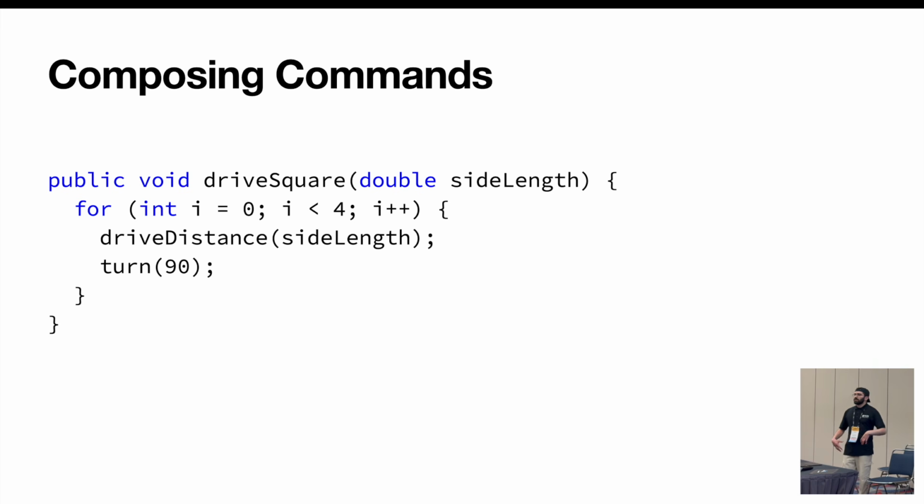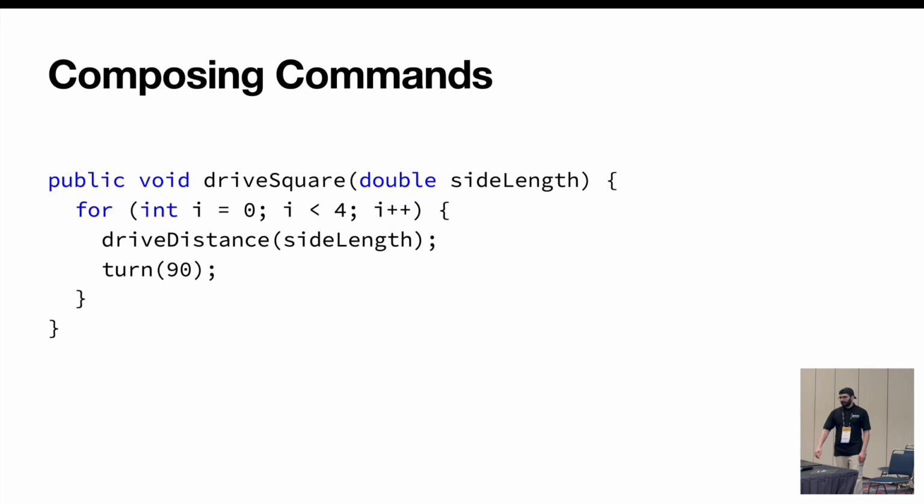So you can also compose commands. You can do that right now with sequential groups or parallel groups. But going back to that basic non-command code, the next step after driving in a line is driving in a square, or doing a turn, doing multiple things in a sequence. Pretty basic: you have a for loop, four times, you drive straight, you turn 90 degrees, you drive straight, you turn 90 degrees, and so on.